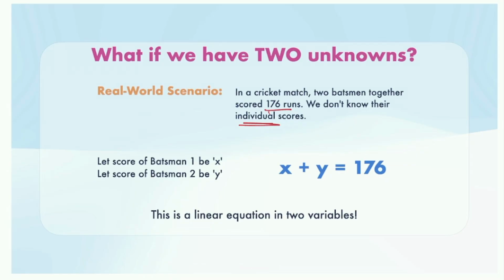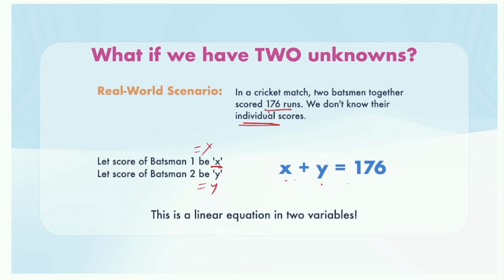They have given that let the score of batsman 1 be x and the score of batsman 2 be y. So my real world scenario is that I have 176 runs together of batsman 1 and 2. So I have just represented this scenario in an equation. That means x plus y equal to 176. What is this equation trying to say? The score of these two batsmen is equal to 176, right? x is the score of batsman 1, y is the score of batsman 2, and together it is equal to 176.